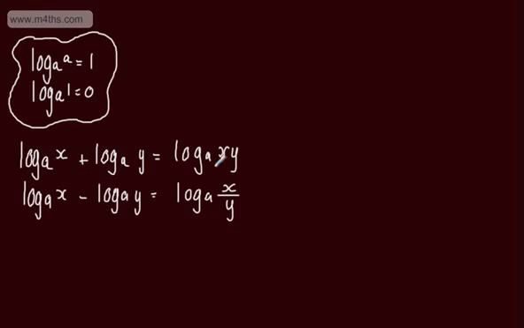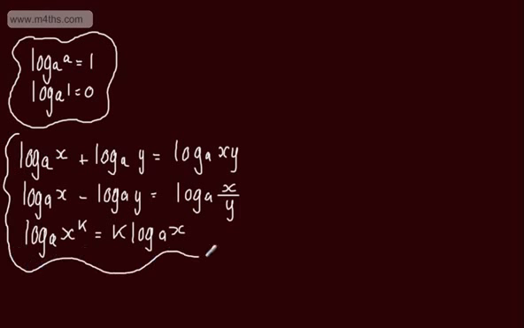If you're ever struggling to remember these, just go back to the rules of indices. If we're multiplying and the bases are the same, we add the powers. If we're dividing and the bases are the same, we subtract the powers. So therefore, this is just working in the opposite way. Now the third one, log to the base a of x to the power of k is equal to k multiplied by log to the base a of x. So these now are three particular rules that you will need to learn and apply to certain problems.